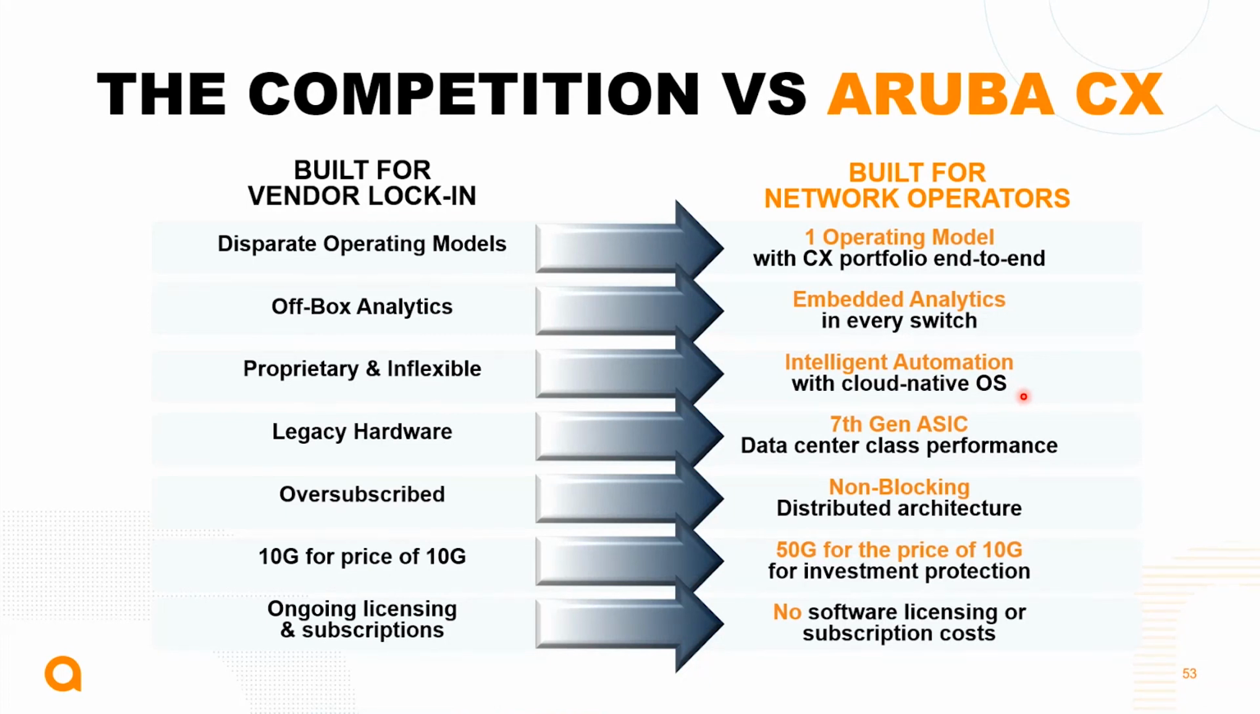We're also already having the 7th gen ASIC, and we can take advantage of that. We have the non-blocking switching architecture. The most important, I think, is also the prices of the switches. Now we can offer you 50G for the price of 10G, especially for the 6300. The uplink of the 6300 is actually up to 50G, but you'll only pay for the 10G.